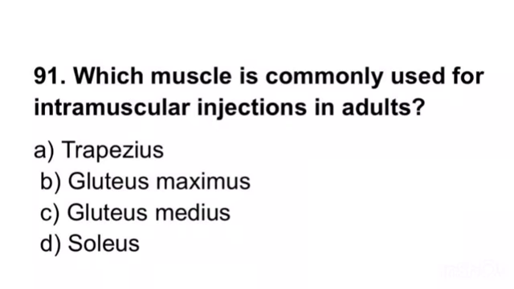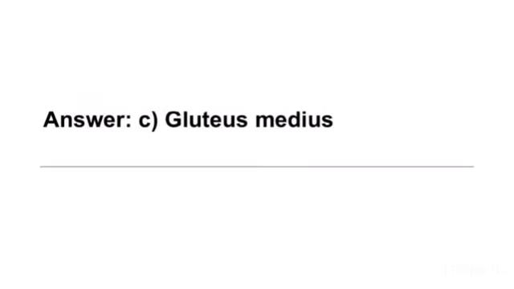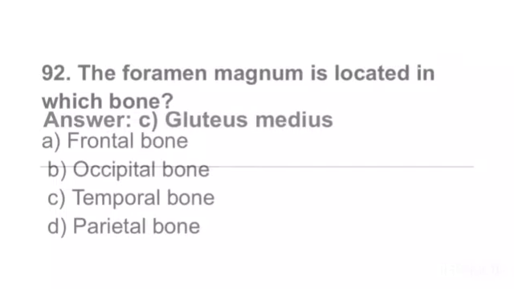91. Which muscle is commonly used for intramuscular injections in adults? A. Trapezius. B. Gluteus maximus. C. Gluteus medius. D. Soleus. Answer, C. Gluteus medius.